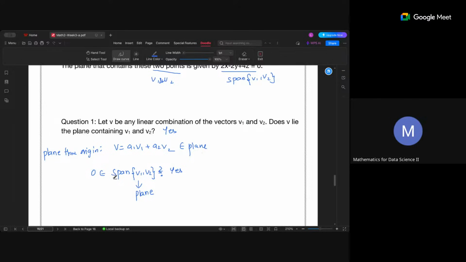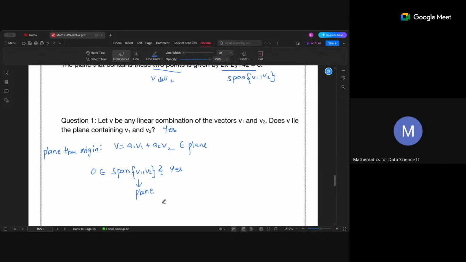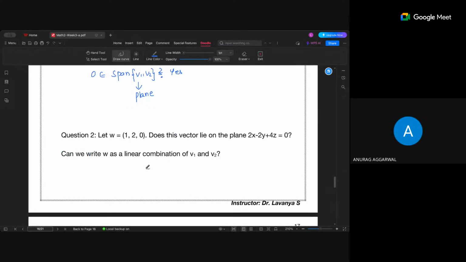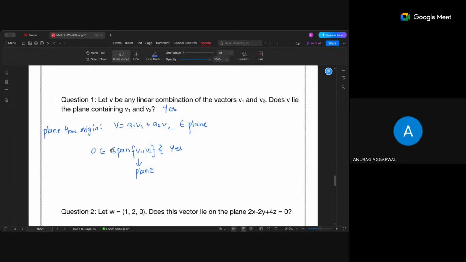So in the span of v1 v2, I have the plane. Because it's passing through zero, that's why. Zero lies on the plane because it is a plane in the space actually. I'm not very good at drawing 3D structures, but let me try something. Let's say a1 v1 plus a2 v2 is equal to 0. It is possible.